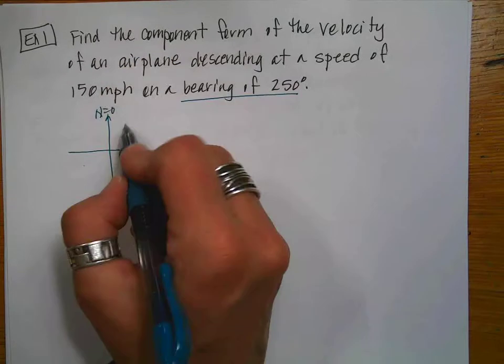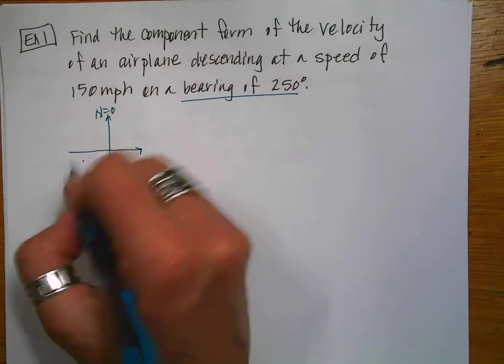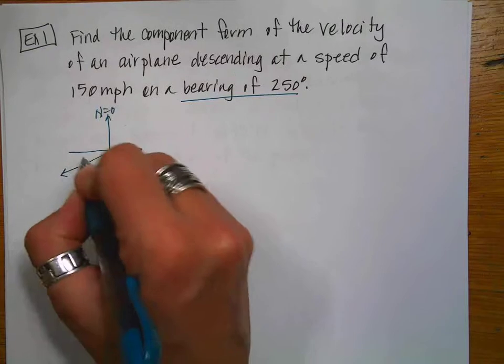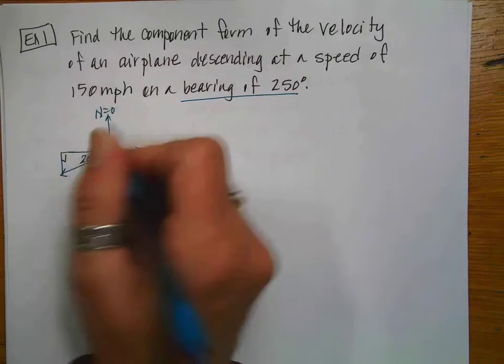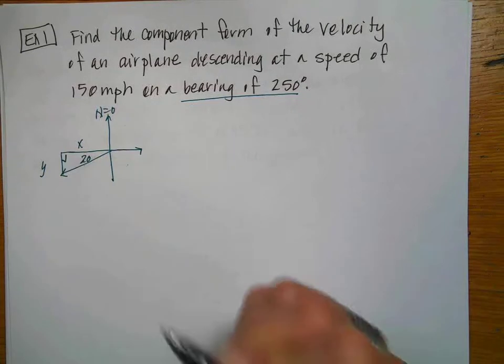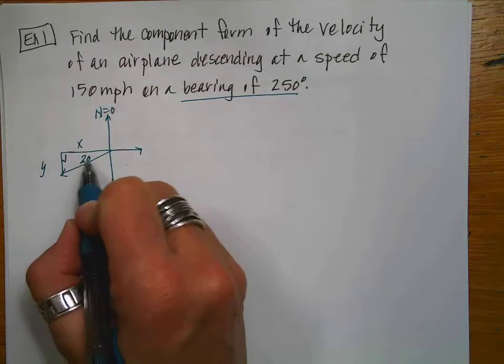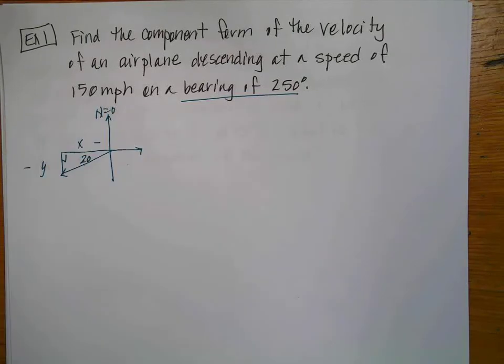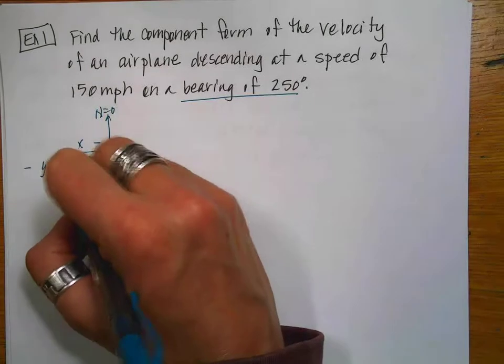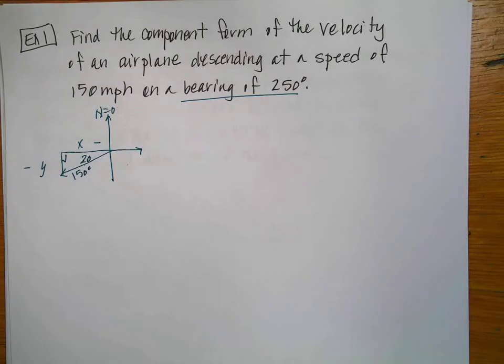So if I start at north is equal to 0, 90, 180, 270, it's going to be 20 degrees shy. Okay, and then I'm going to have my x and my y. We're only going to do the math on the x-axis. Notice that x is going to be negative and so is y. Okay, we know that my magnitude is 150.